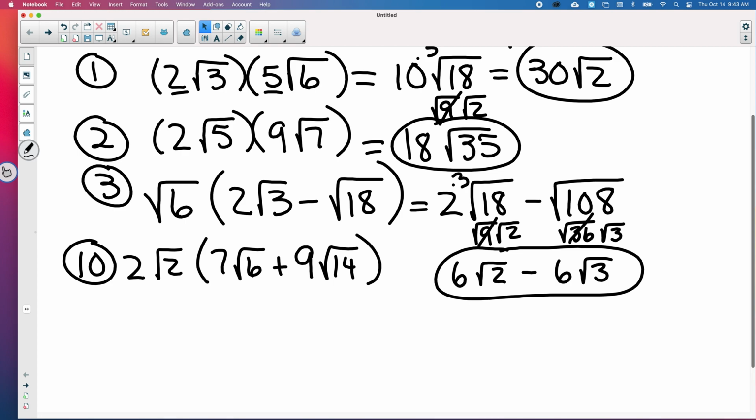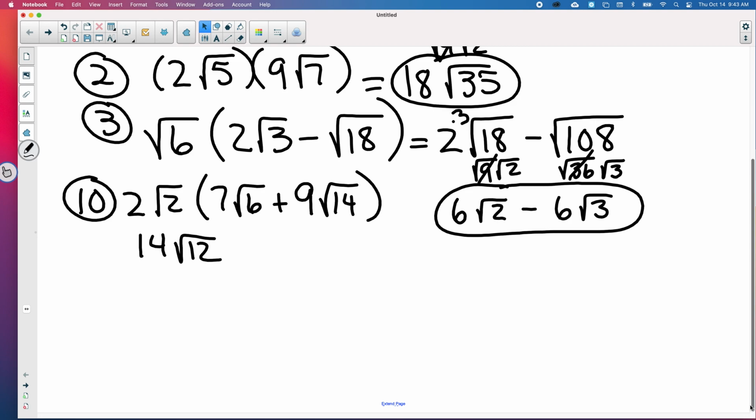What'd you guys get for that? 28 radical 3 plus 36 radical 7. Good. 28 radical 3 plus 36 radical 7. So when you distribute it here, you got 14 radical 12. And then here, 18 radical 28. Which both of those is simplified.